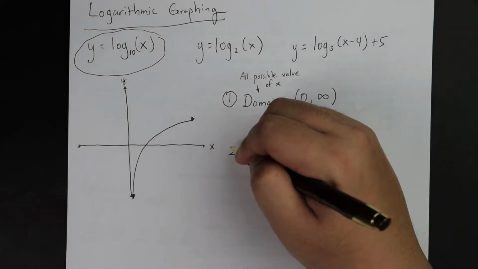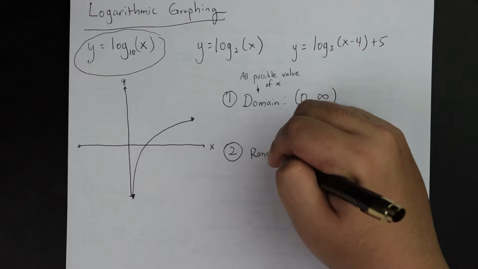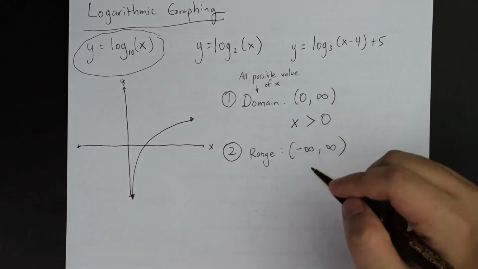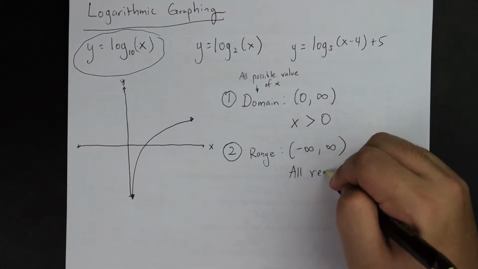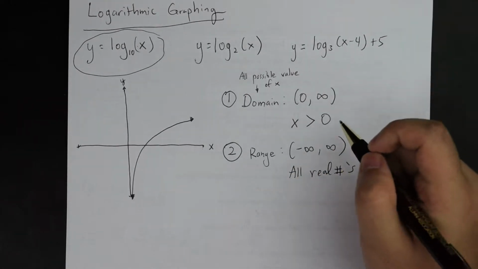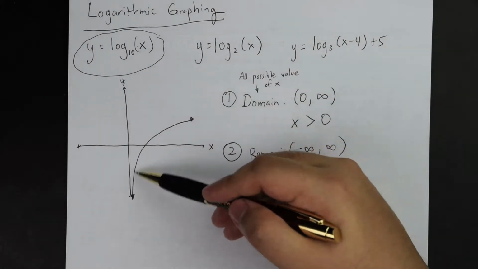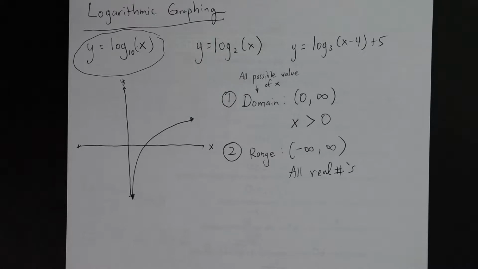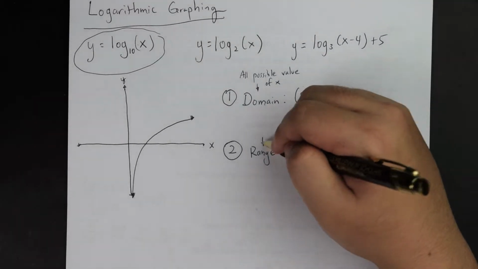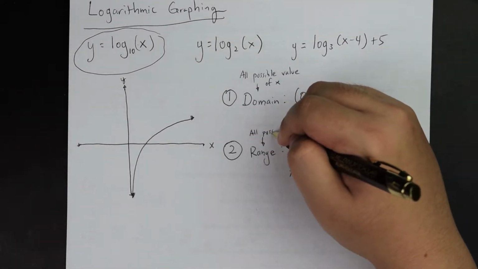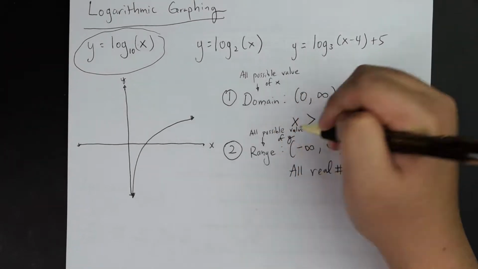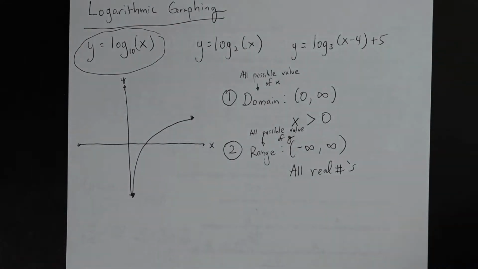The second rule is based on its range. Range for this question will be negative infinity to infinity, or aka in words, all real numbers. That means that this graph for the y-axis will forever go down this way and will constantly go up forever. And thus for the range, I mean all possible values of y, it will be all real numbers.